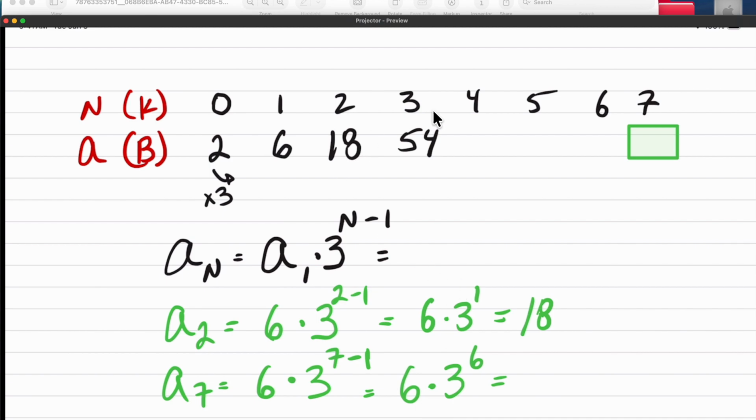Now I'm going to come back and multiply by 3 and get to 7 and see if these match.